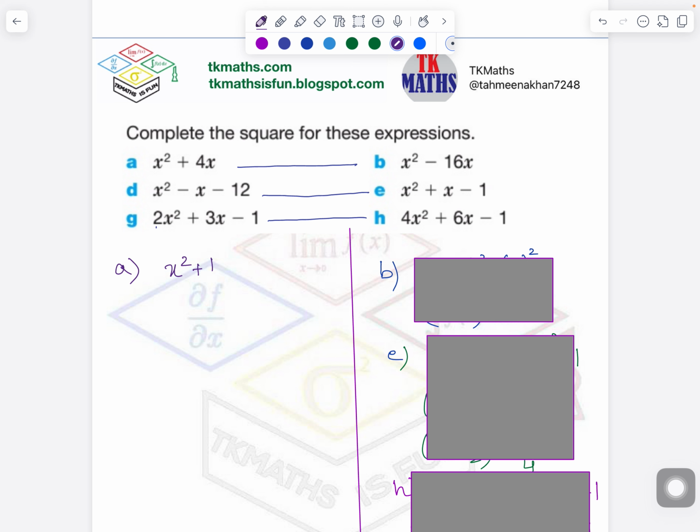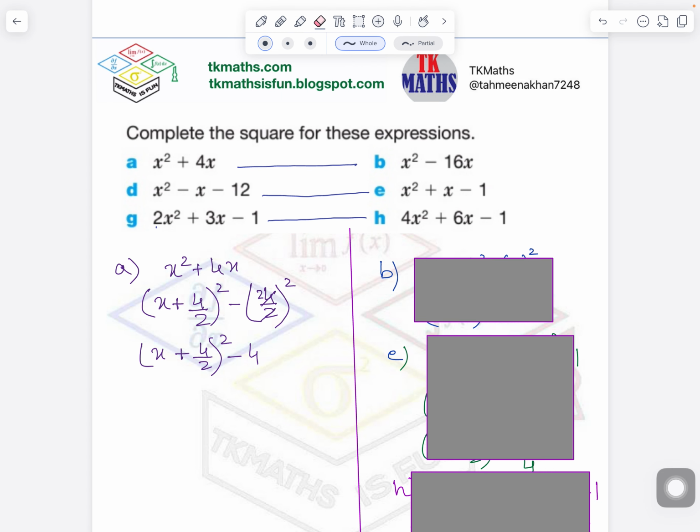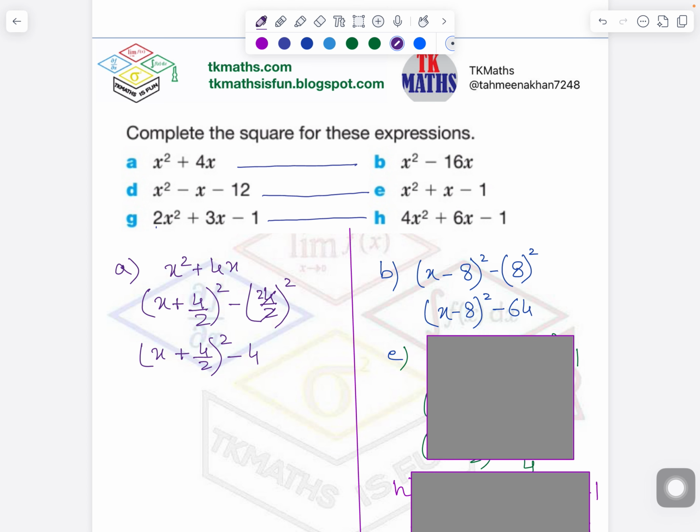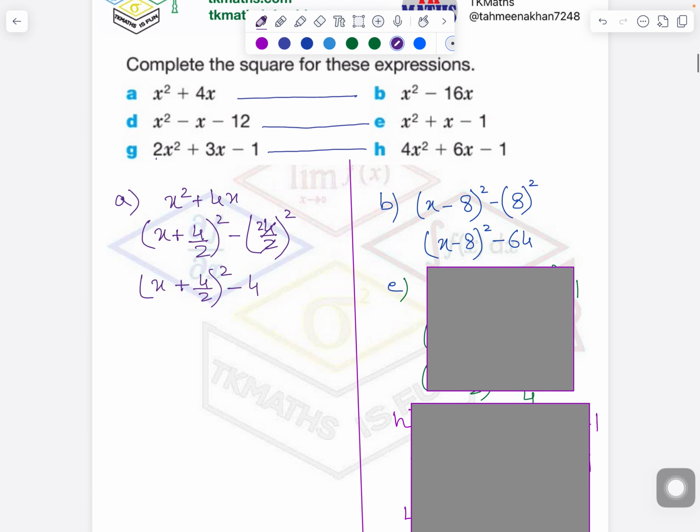So x² + 4x. You have to complete the square for these quadratic expressions. It will become x plus 4 divided by 2, where 4 is the coefficient of x power 1, overall square, minus 4 divided by 2 whole square. So it will become (x + 4/2) whole square minus, you simplify this, minus 4. Now you can pause the video and try B, and I'm showing you the solution of part B here to save time and to make the video shorter.